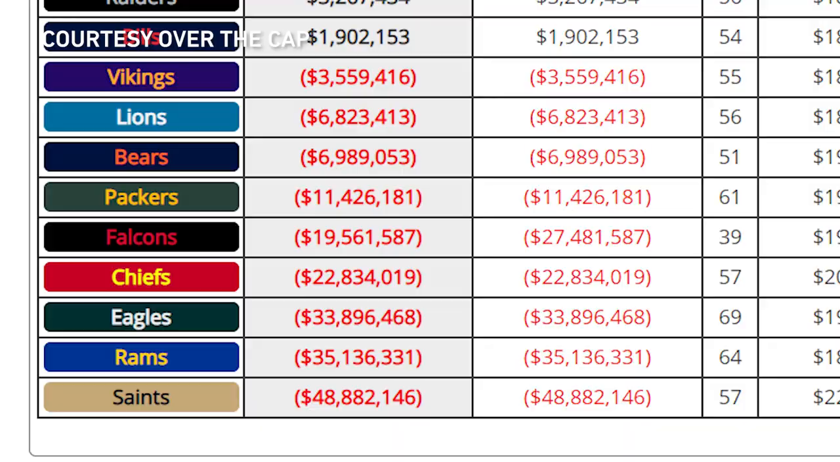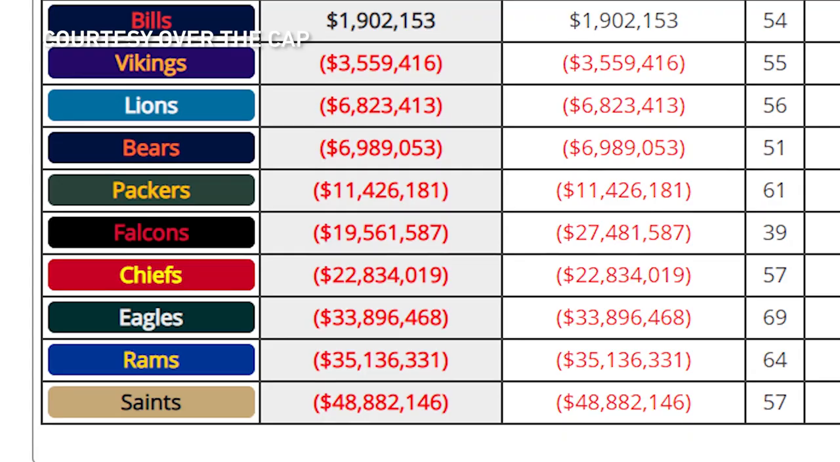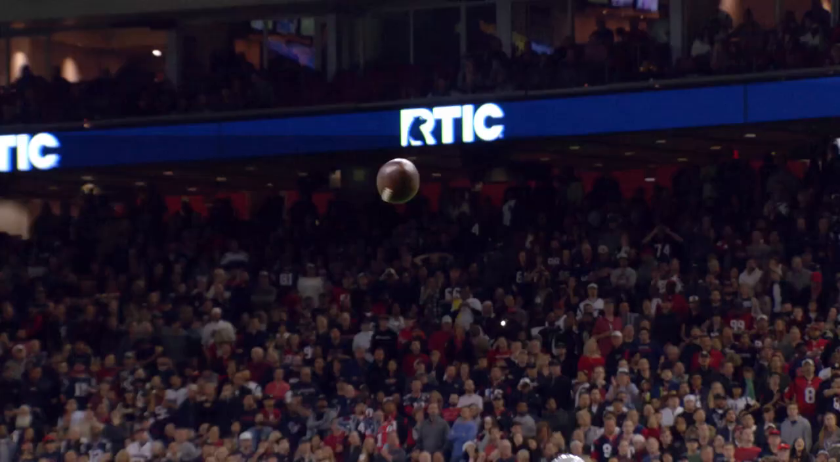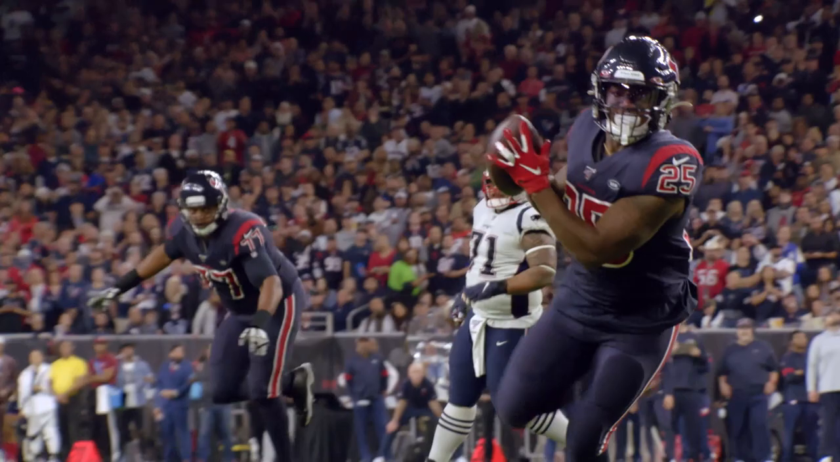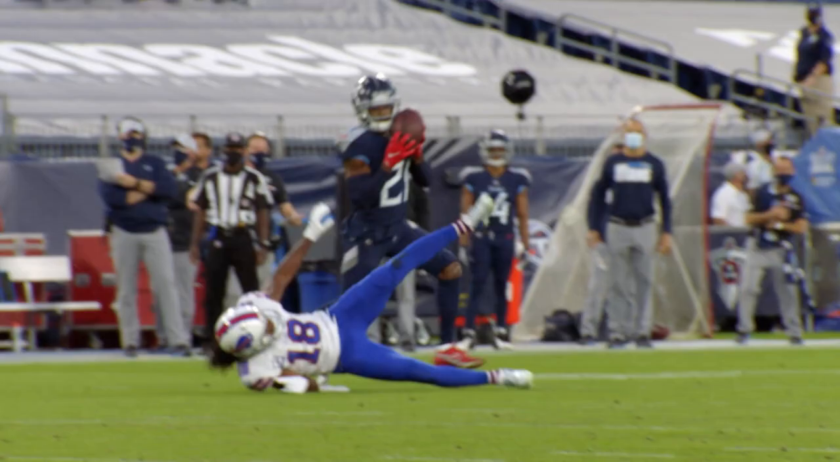So, how do teams get under the cap when they're tens of millions of dollars over it? The most obvious answer is cutting players. Another interesting move for the Houston Texans, they've released running back Duke Johnson. Because we're going to see in the next couple weeks a lot of veteran players get cut because of the salary cap constraints these teams are under.